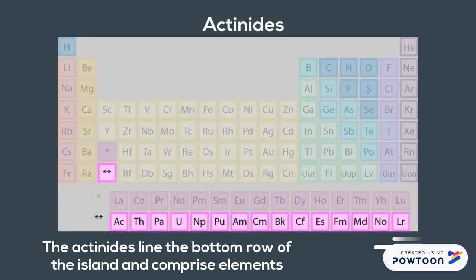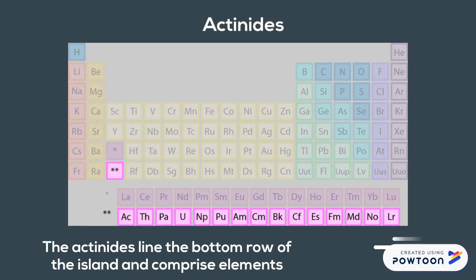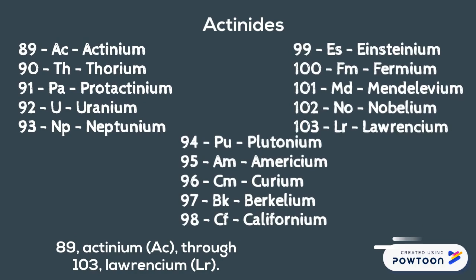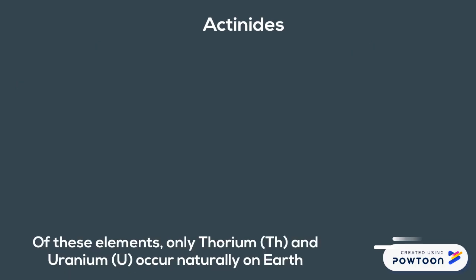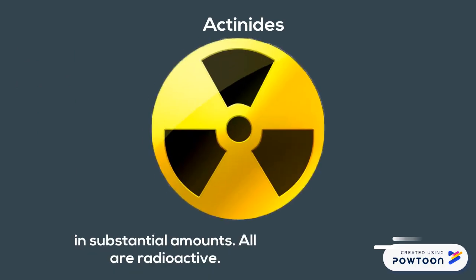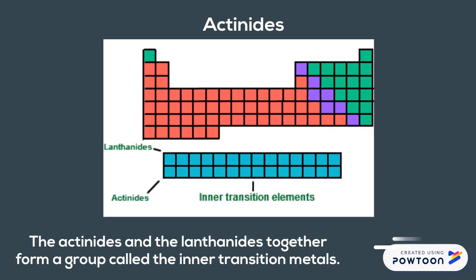The actinides line the bottom row of the island and comprise elements 89, actinium, Ac, through 103, lawrencium, Lr. Of these elements, only thorium, Th, and uranium, U, occur naturally on Earth in substantial amounts. All are radioactive. The actinides and the lanthanides together form a group called the inner transition metals.